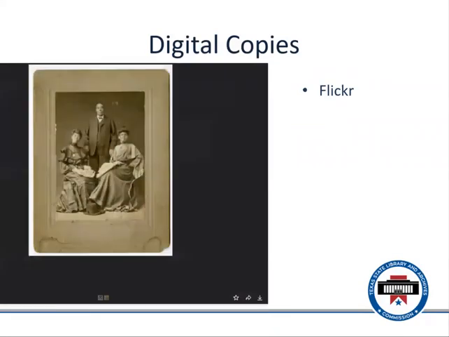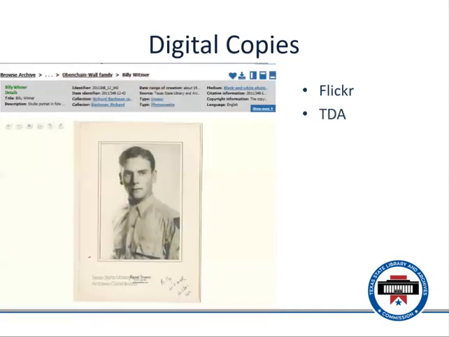To download from the Texas State Archives imagery collections on Flickr, select the arrow pointing down in the lower right-hand corner of the display. On the TDA, you can download by clicking on the arrow pointing down in the top right-hand corner of the page.